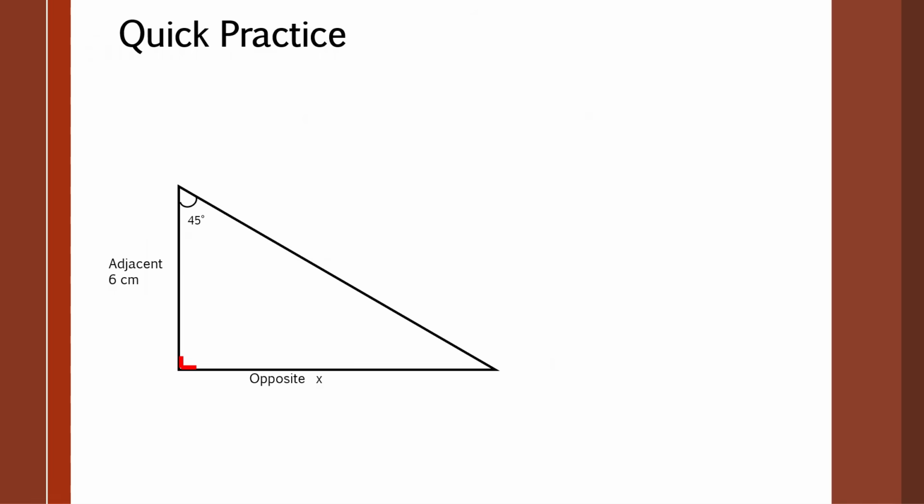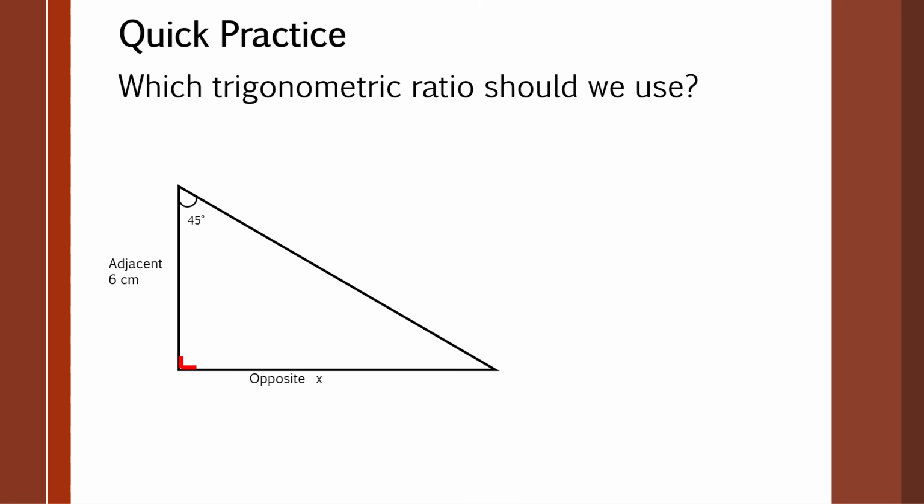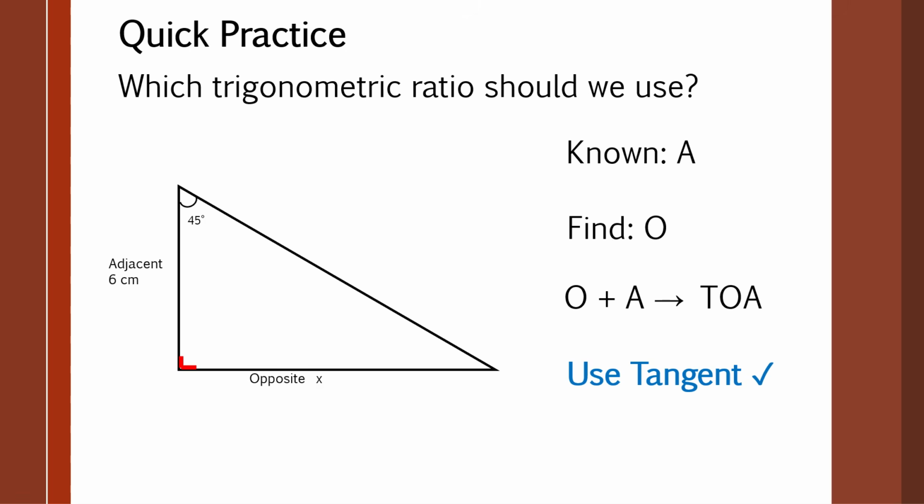Now it's your turn. Which trigonometric ratio should we use? Take a moment to think about it. We know the adjacent side, so we have A. We want to find the opposite side, so we have O. We are using O and A. O and A are in TOA, so we use tangent.